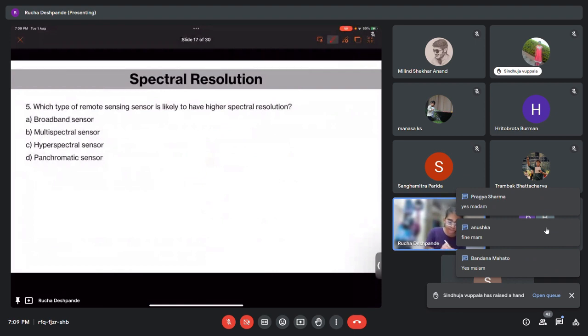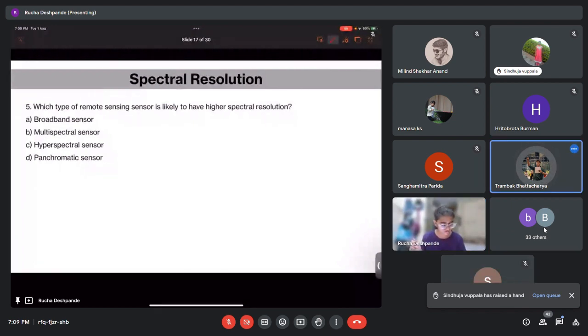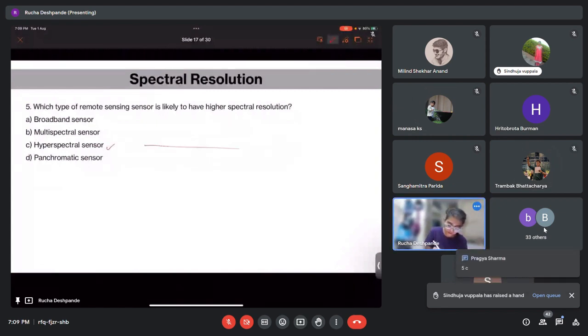Which type of remote sensing sensor is likely to have higher spectral resolution? Hyperspectral sensor, ma'am. Right. So we just saw that in hyperspectral there are a very large number of narrow bands, so here the spectral resolution will be the highest.